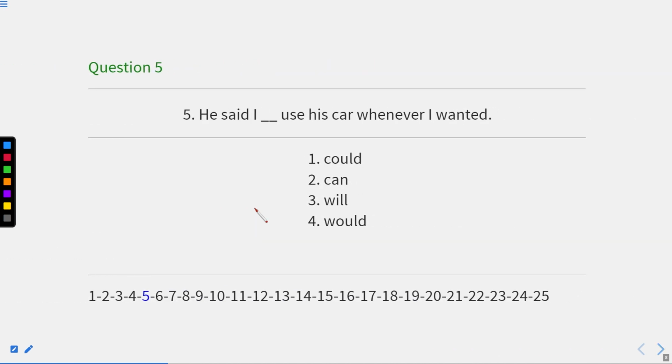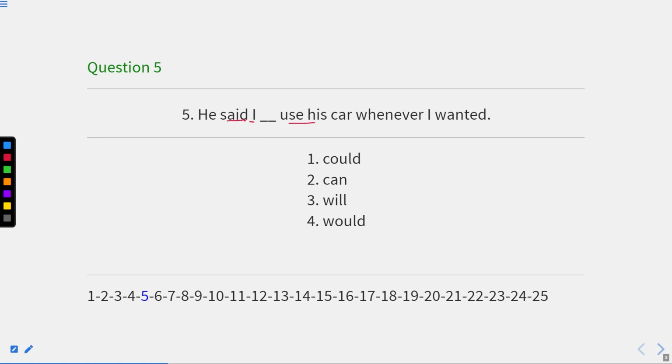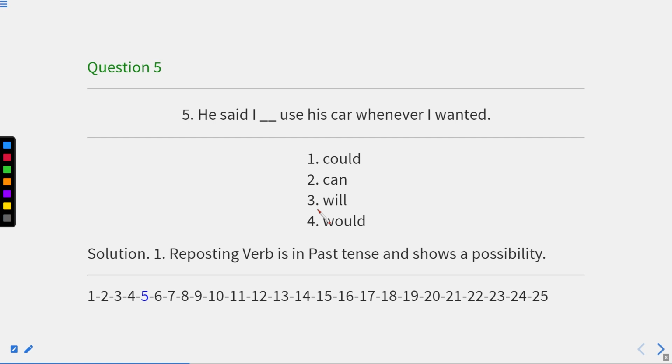Now let us move to the next one. He said, I dash use his car whenever I wanted. He said, I could use, I can use, I will use, or I would use. So this is very simple. Use his car whenever I wanted. It means this is a sentence of past, so the reporting verb is in the past tense and shows a possibility. Therefore, could should be placed in this blank. He said, I could use his car whenever I wanted, because all of that was the past. And also the sentence is showing us the ability of that person.